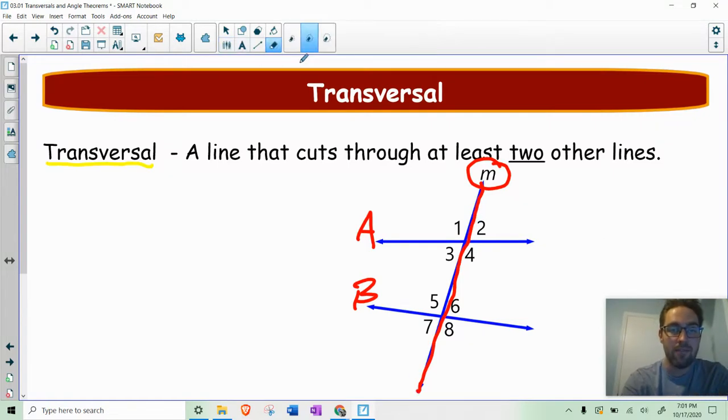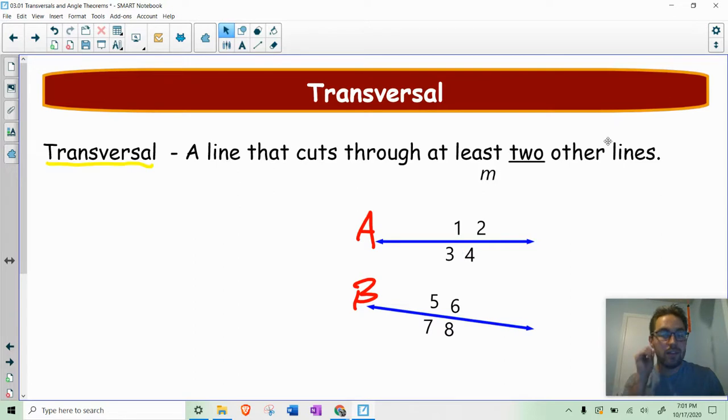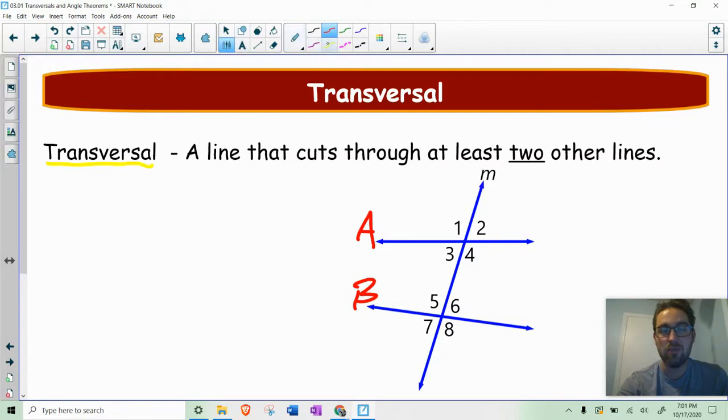If we didn't have that transversal M, we wouldn't have any angles. If we had just A and B, but if we didn't have this transversal M, let's see if I can just delete it. See, we don't have any angles anymore. We would just have two lines that may intersect at some point. So the transversal, when we draw that, is what really gives us the angles that we can work with and the relationships that we want to try to find.